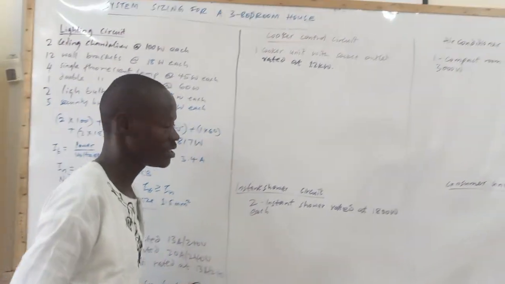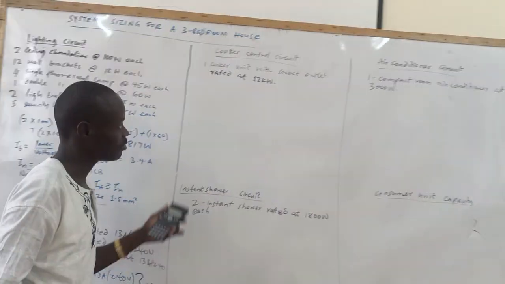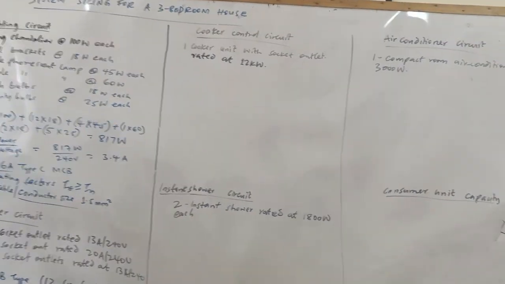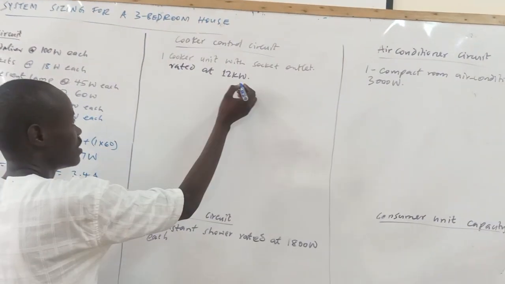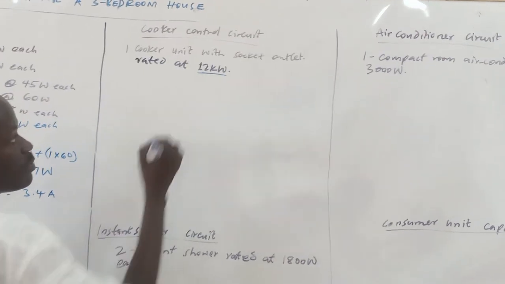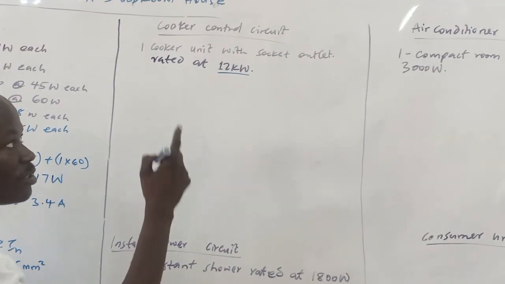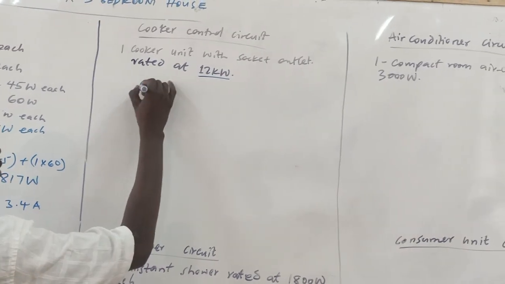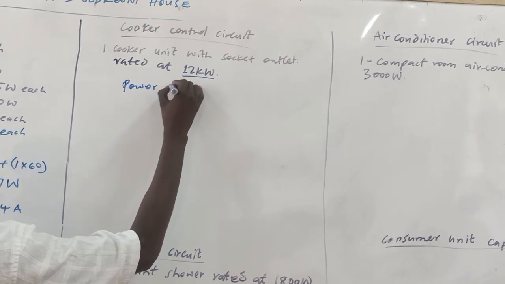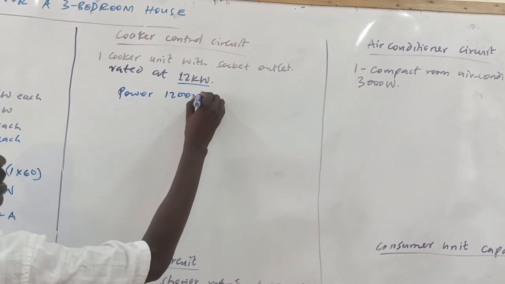Let's go to the cooker circuit. Here I'll also be following the approach that I followed with the first one. So we go to getting the power load. We have already been given the power load that is 12 kilowatts. So that's 12,000 watts. The power for the circuit is 12,000 watts.